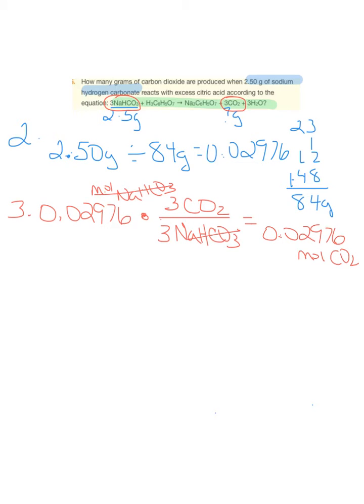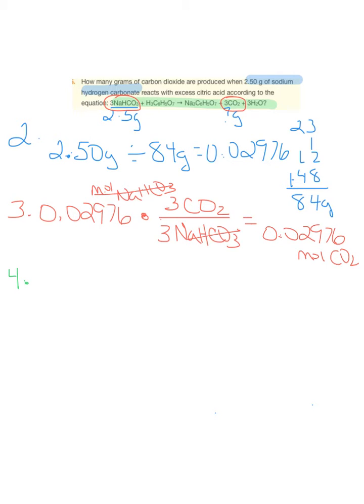At this point, step 3 is done. Step 4 asks you to convert to the units requested in the problem. Well, if you look back up at our problem, the beginning of it asks how many grams of carbon dioxide are produced. Grams is your unit of mass. We're being asked to find the mass of carbon dioxide.